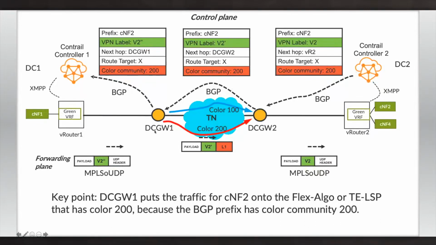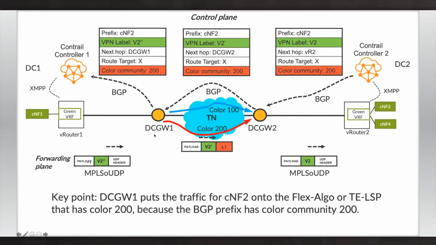And so what will happen is that onto the IP packet will be put the layer 3 VPN label, which at this point is value v2 double prime, and the packet will be placed onto the MPLS over UDP tunnel that goes from vRouter 1 to the local DC gateway number 1. And you'll have the VPN label v2 double prime, as you can see, then UDP header on top.